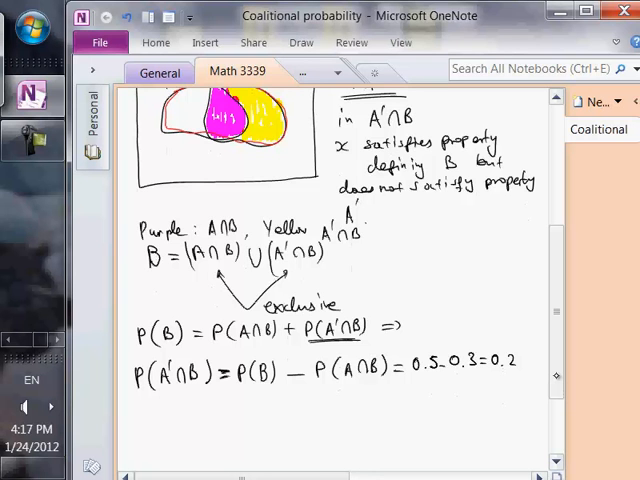Now I want to do the final question. What is A prime union B prime?